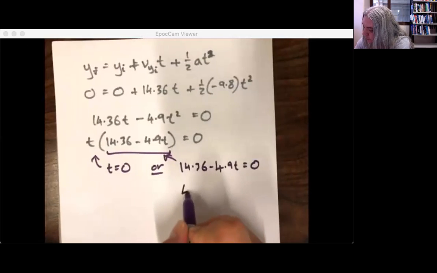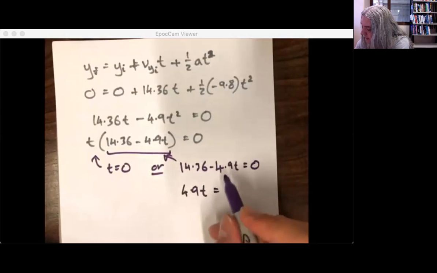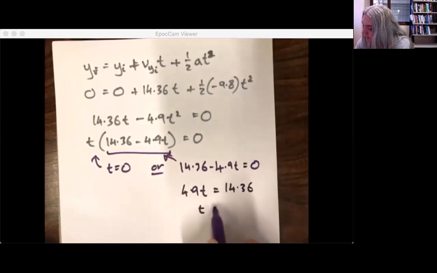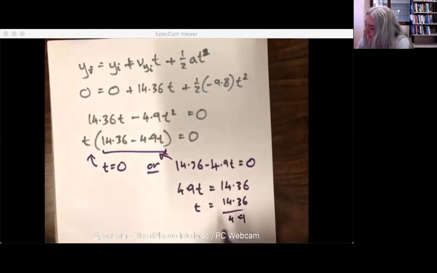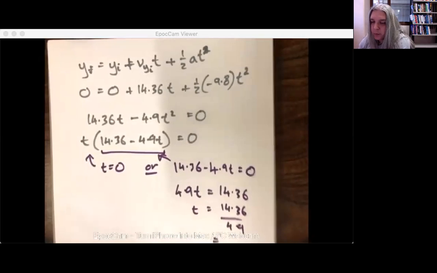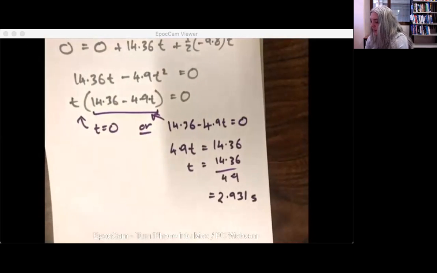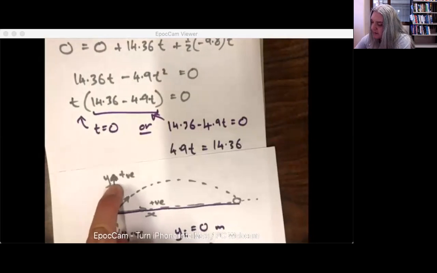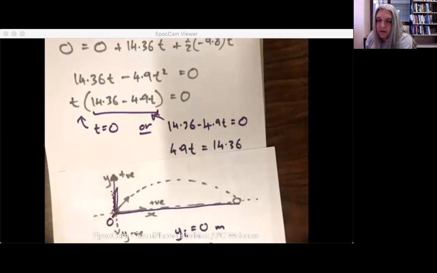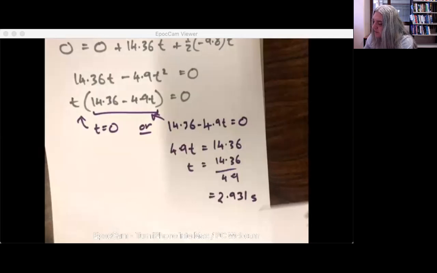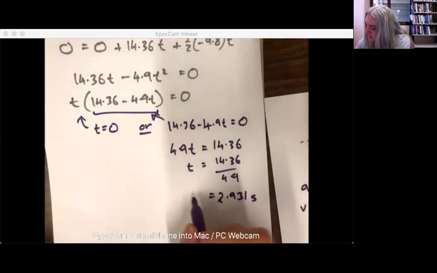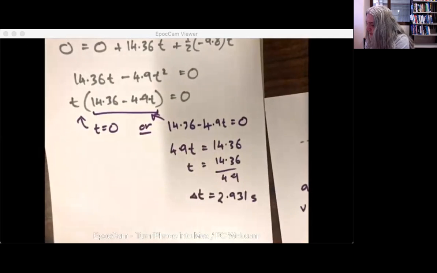So now we have 4.9t is equal to 14.36. t is equal to 14.36 over 4.9. If you have your calculator, you can double check, but it should come out to 2.931 seconds. So that means the time that the ball is in the air, the time for it to go up to its maximum height and back down to where it started, is 2.931 seconds. And that is our delta t. I've switched between t and delta t, but it's the same thing in this problem.